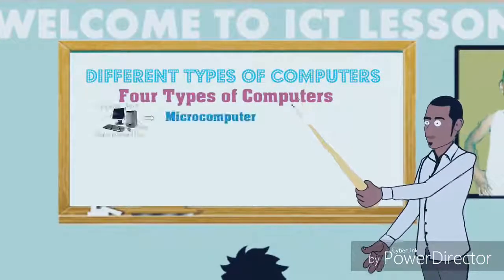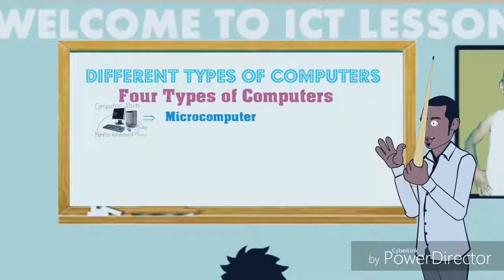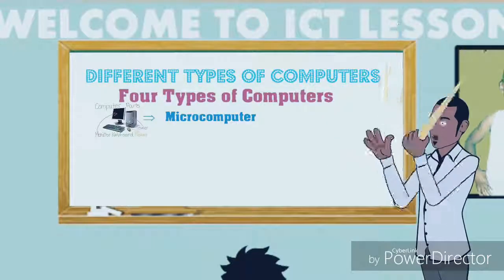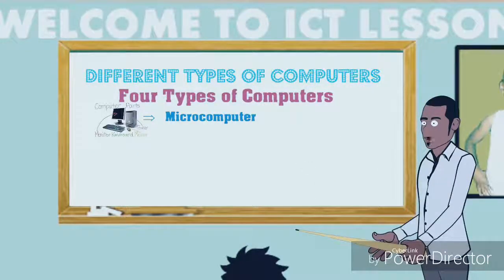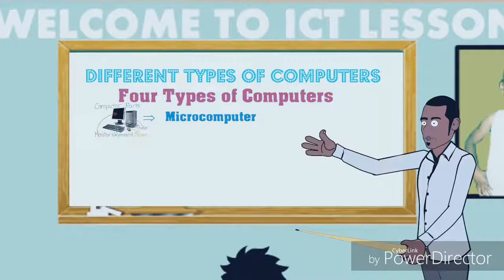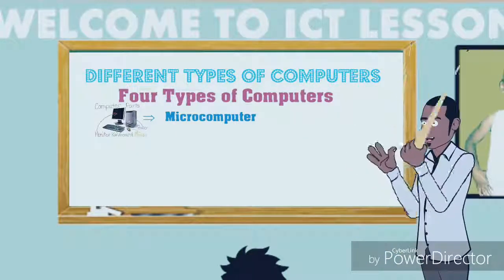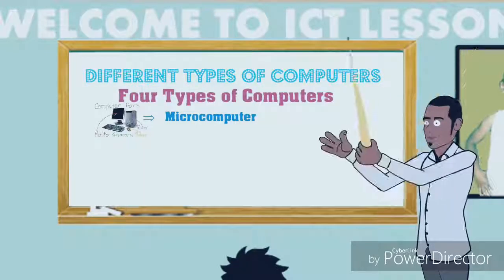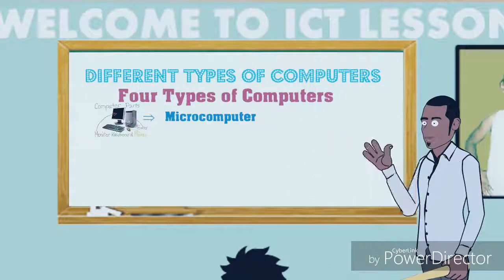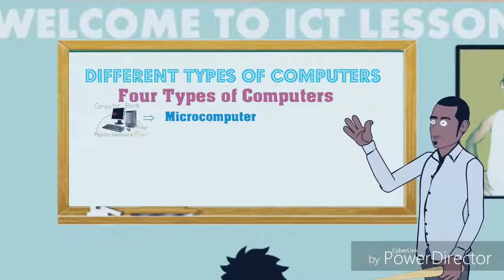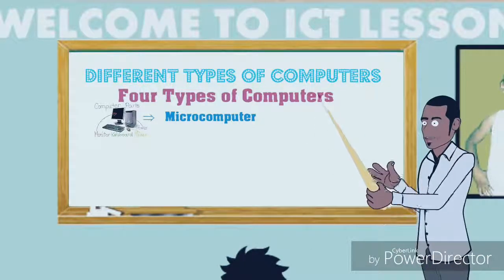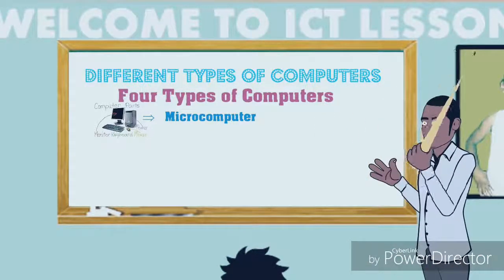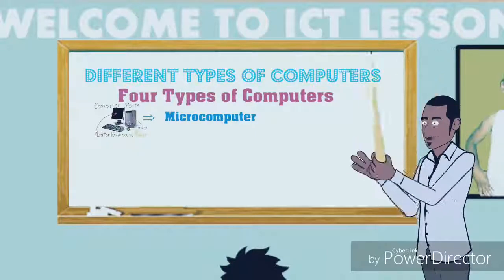One is microcomputers. Microcomputers are most commonly used in society today. Microcomputers can be used at school, in homes, even in business places. These microcomputers are called single-user computers, because only one person can use them at a time. They are small in size. They are also called PC, personal computers.